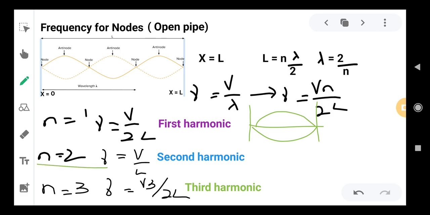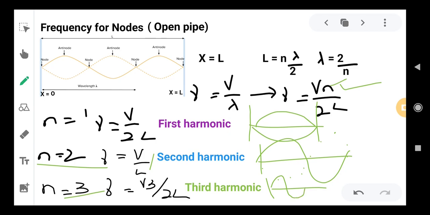If I substitute n equals 2, then 2V divided by 2L becomes V by L, which means here we get two pulses. Third, if I substitute n as 3, then it will become 3V divided by 2L. We get 1, 2, 3 pulses. It will be the third harmonic. First, second and third harmonic.